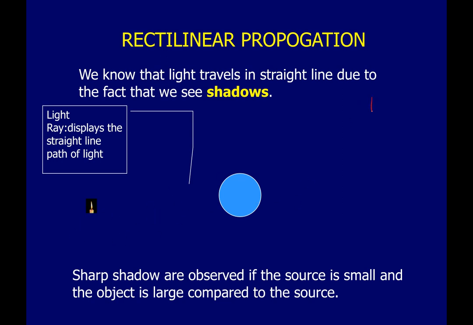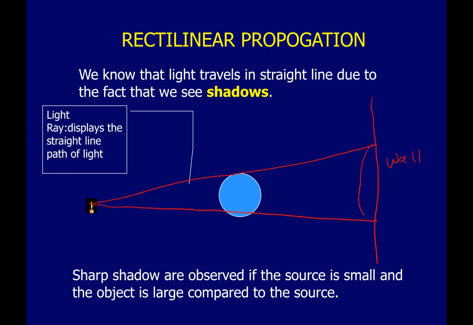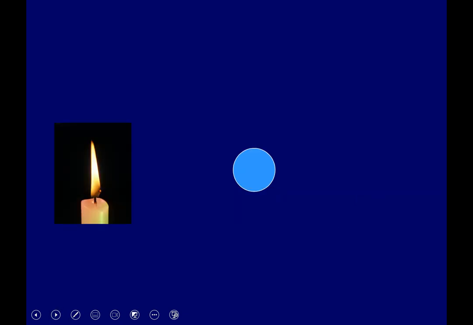So I'm going to say there's a wall right here. Wow, that was supposed to be a straight line. That's a wall. And then from this light source, that's supposed to be a straight line and another straight line. And we get a nice sharp edge shadow right there on the wall. And like I said, sharp shadows are observed if the source is small and the object is large compared to the source. Moving on. Again, pause it when you need to. This should all be a part of your notes.